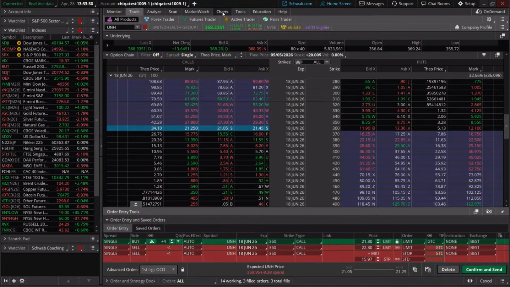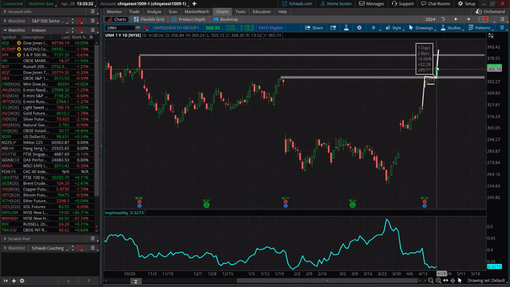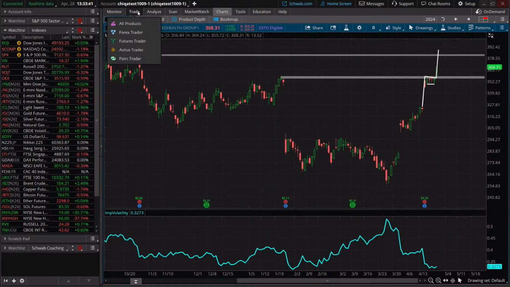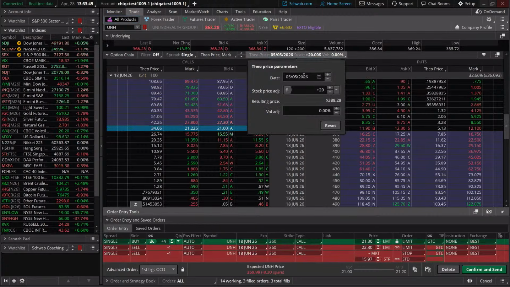Now, if we did want to be a little bit more conservative, kind of like what we were looking at here, where we said we may run into a little bit of resistance right around 383, maybe we look at 383 and ask what a $15 move looks like instead of that full measured move of $20.